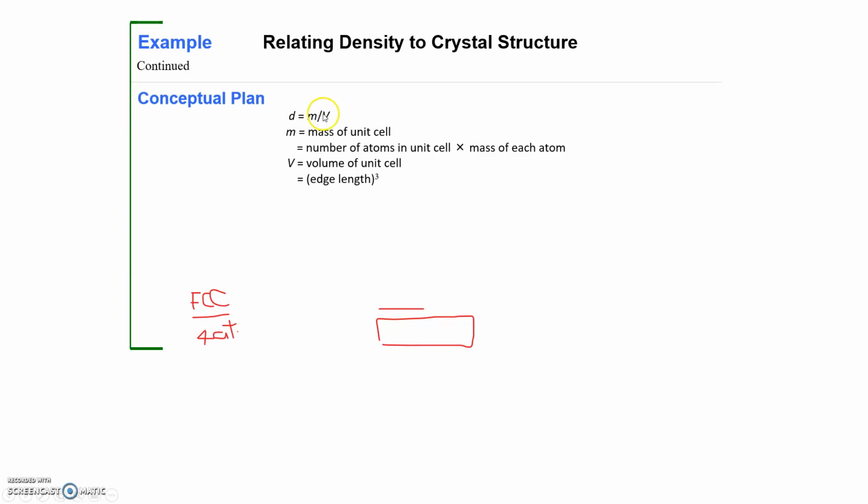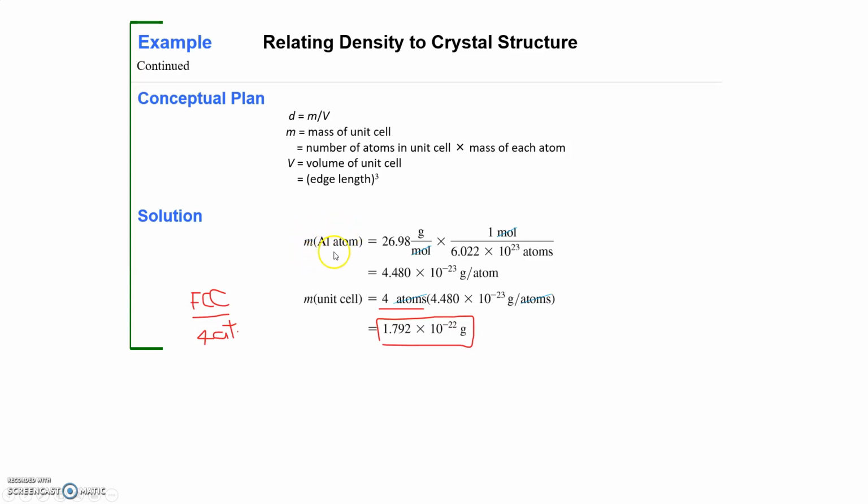Well, density is mass over volume. The mass of the unit cell, how do you calculate this? The atomic mass of aluminum is 26.98 grams per mole. If you divide by Avogadro's number, you can calculate the mass of one atom. And if you know that this type of cell contains 4 atoms, then 4 times the grams per atom give you the mass of the cell.